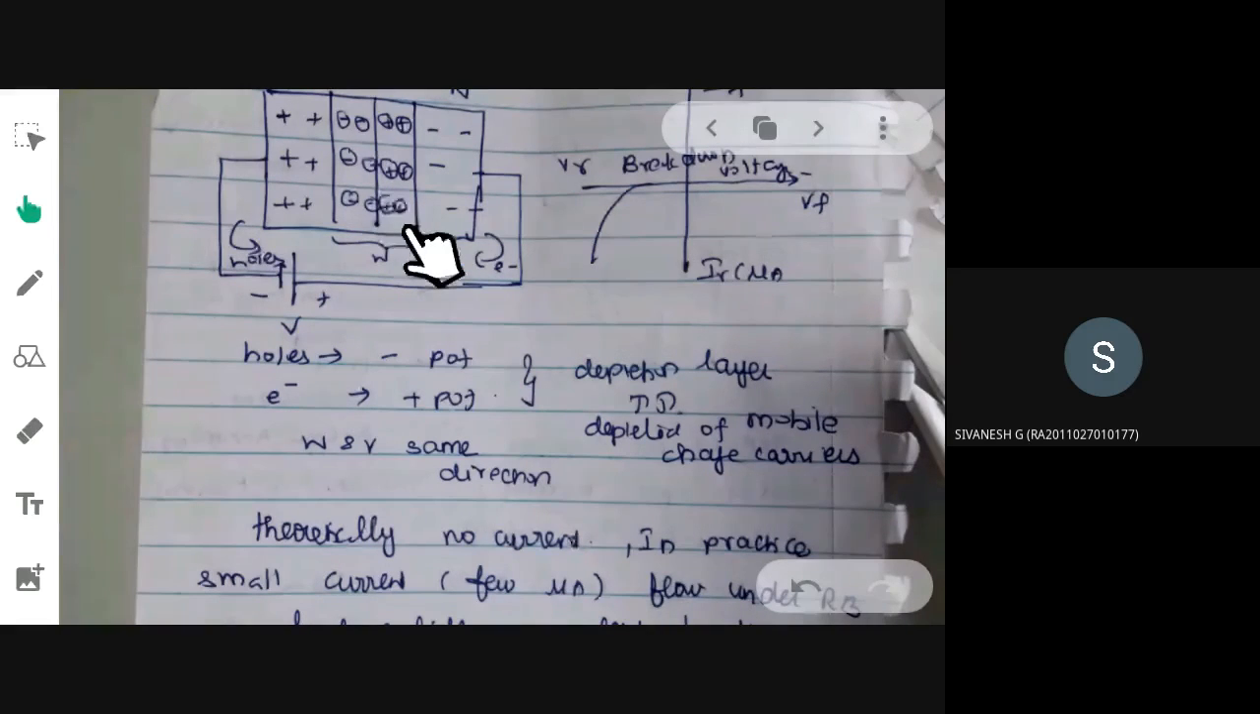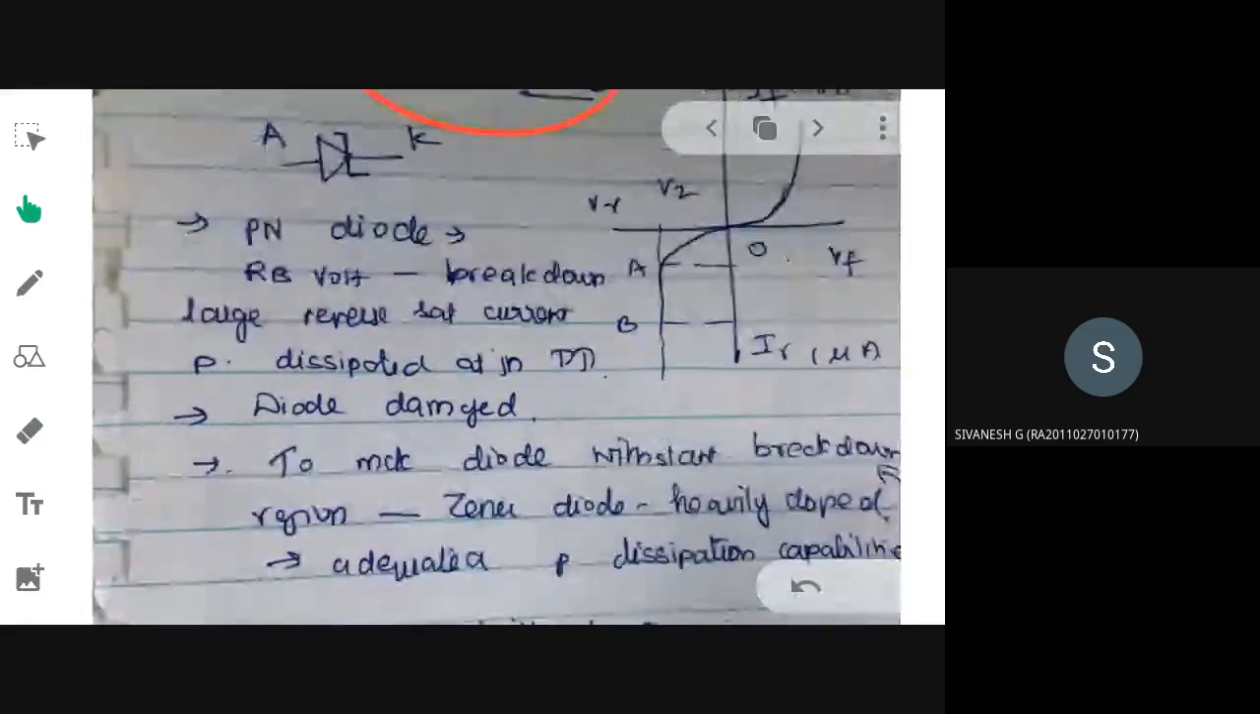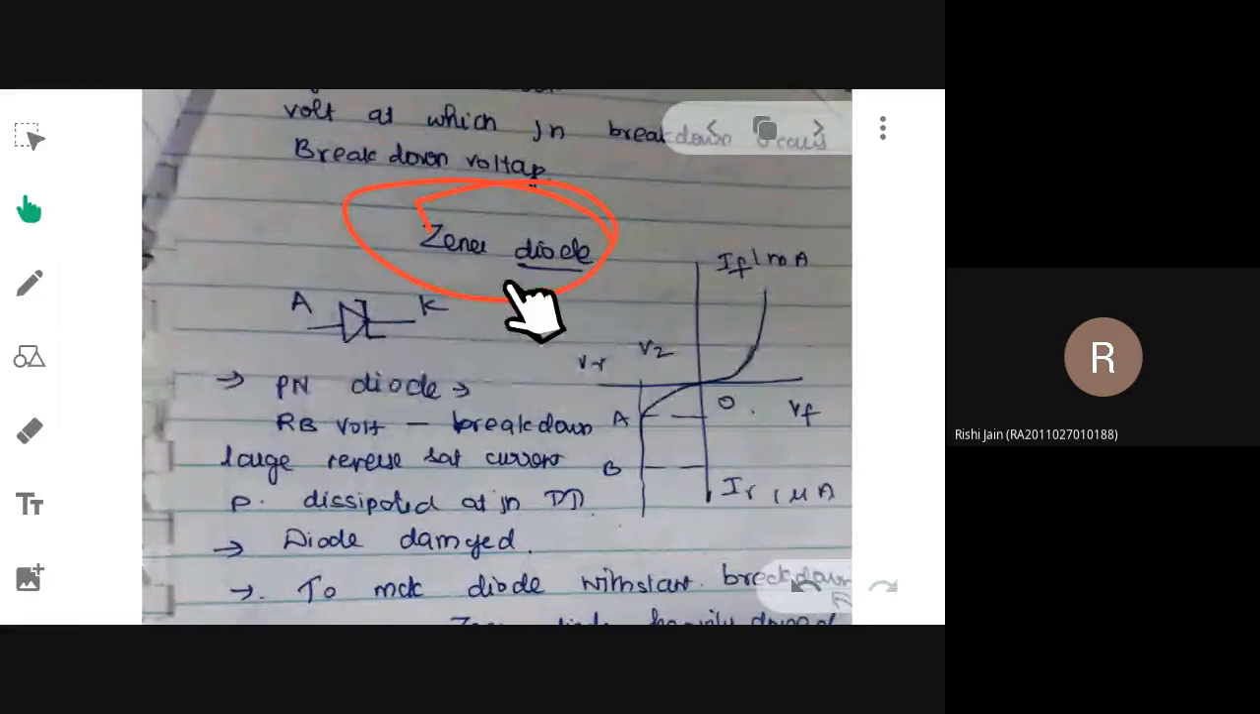So in order to make the device cope with this reverse breakdown, you are adding extra impurities to the device, making it what type of diode? Zener diode. Okay.